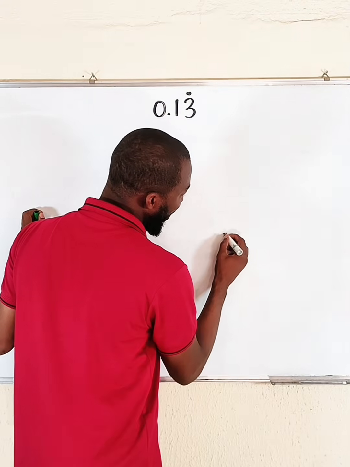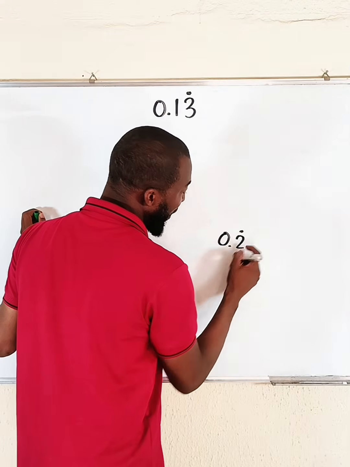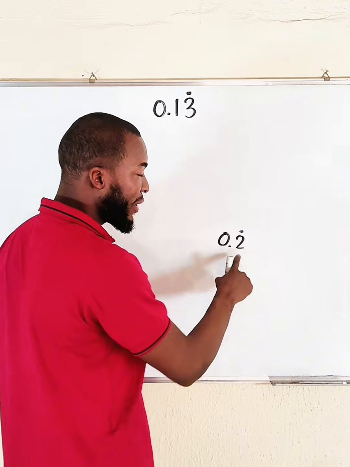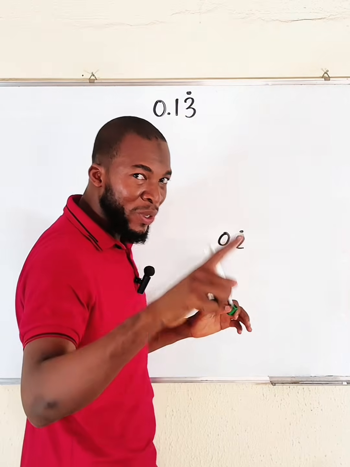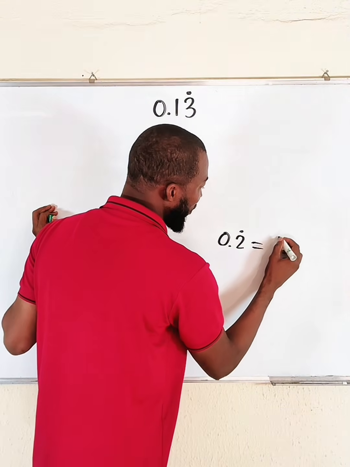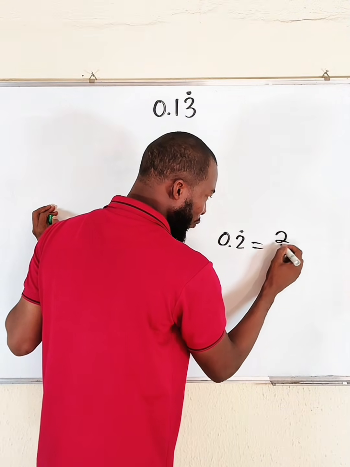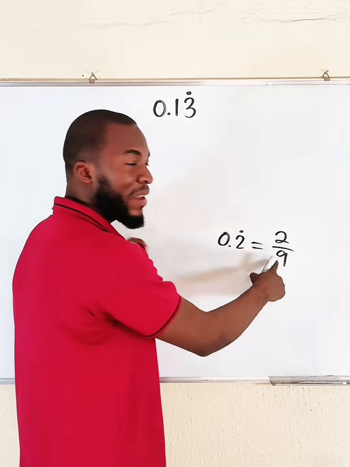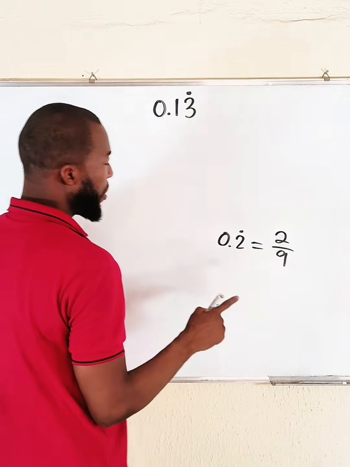If you have a number like 0.2 that keeps on recurring, like 0.22222, a single digit 2 keeps on recurring, this is the same thing as that number that keeps on recurring, which is 2 divided by 9. This 9 is always there as a constant.